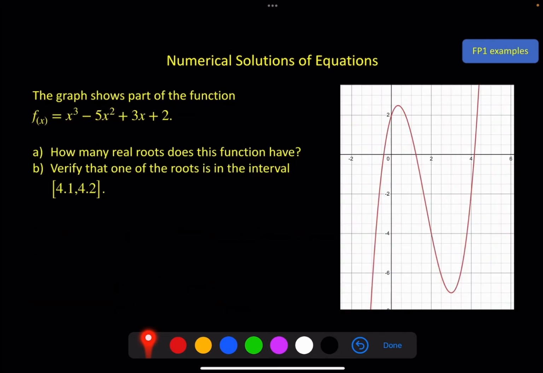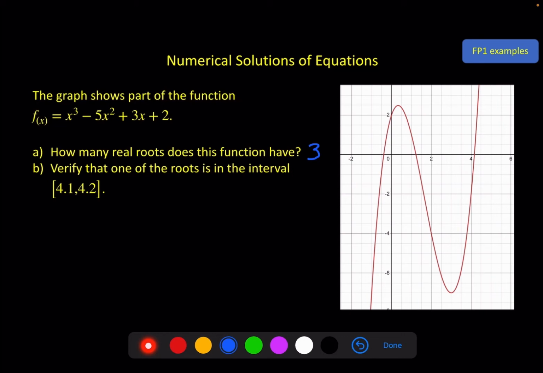Here's an example. The graph shows part of the function this. How many real roots does this function have? Now it's a cubic, and in a previous chapter we looked at different roots a cubic could have. Either it has 1 real root and a complex conjugate pair, or it has 3 real roots, and we can see very clearly from the graph it crosses the axis 3 times, so it has 3 real roots.